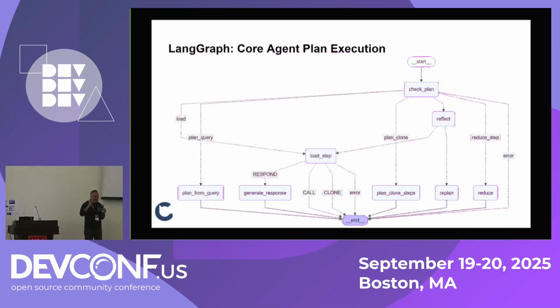Well, the middle layer, the really important layer in this 3-layer sandwich, is LangGraph. And LangGraph is what we use to run our agents.